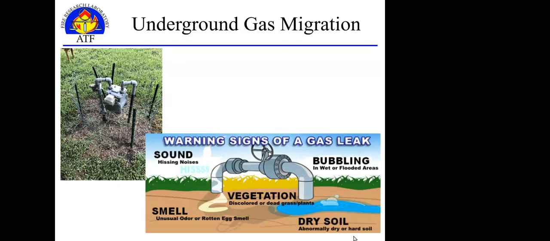Some signs of underground gas leaks: dead vegetation is an indicator, because the gas removes moisture from the soil, which can kill the vegetation. If you hear a hissing noise, that would be an indicator. Smelling something would be an indicator. Standing water with something bubbling up through it, and abnormally dry or hard soil, as I said, because it helps remove moisture from the soil. All those can be indicators of an underground gas leak.